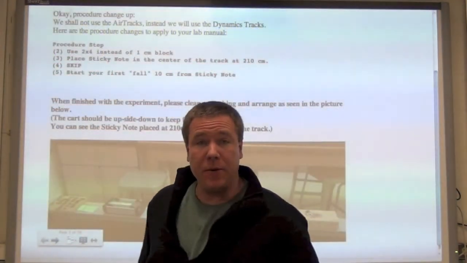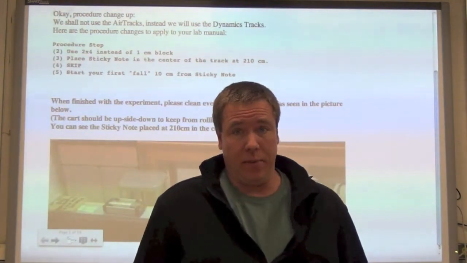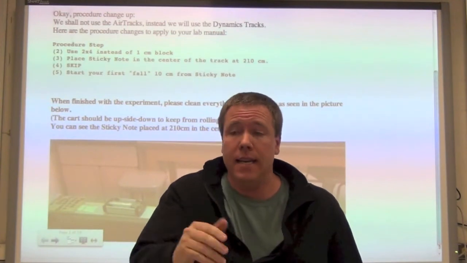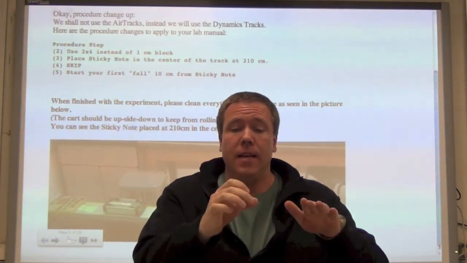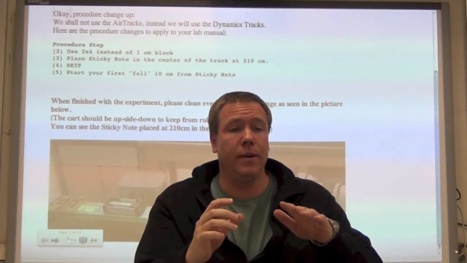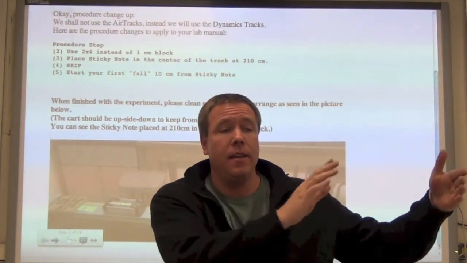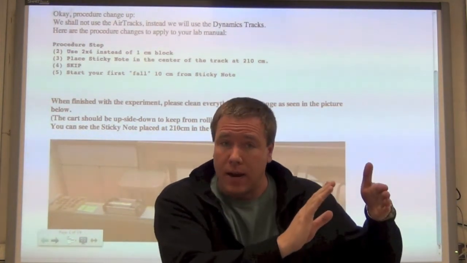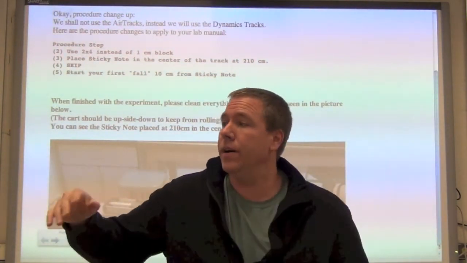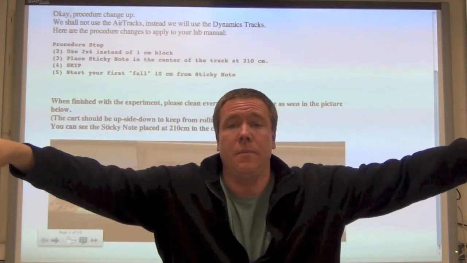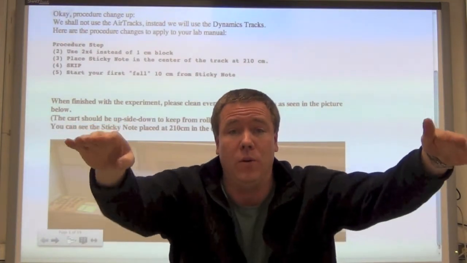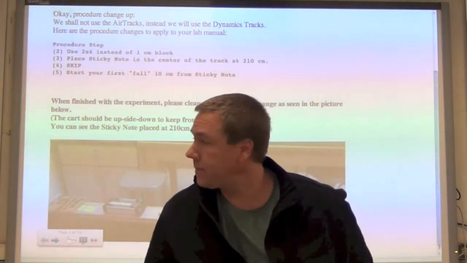When you're finished with the experiment, please clean up all the equipment. I'd like you to take the cart and turn it upside down so it can't roll and put it on the track. Put the stopwatch on the track, leave the sticky note there, put the bubble level on the track, and what else do we have? We have the vernier caliper, put that on the track, and then put the 2x4 block on the track. Then make sure that the track is angled like this, where the side closest to the computer is on the back side of the table, and the opposite side of the track is on the near side of the table, near to you, away from me.